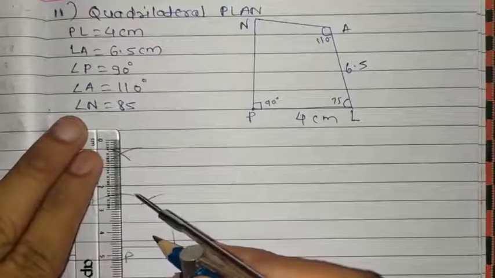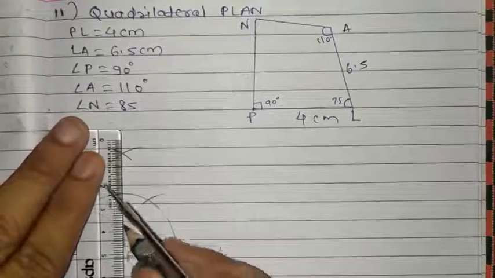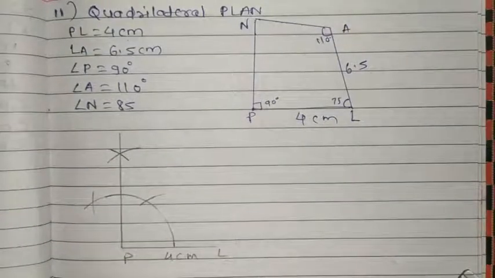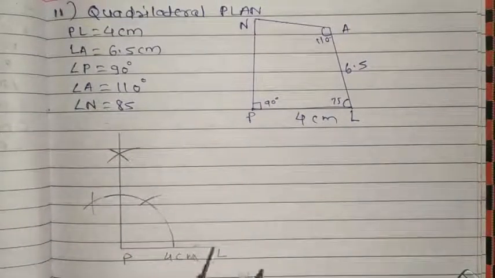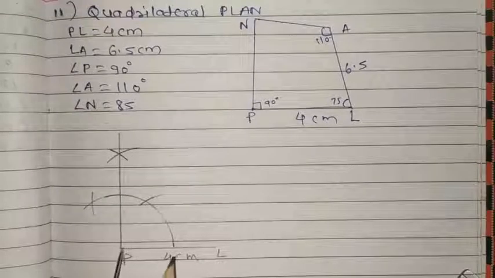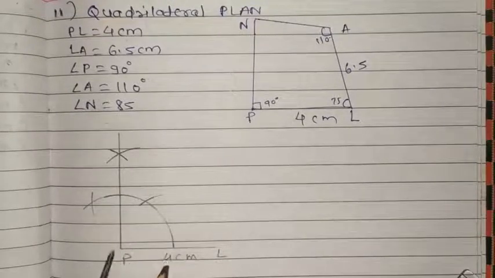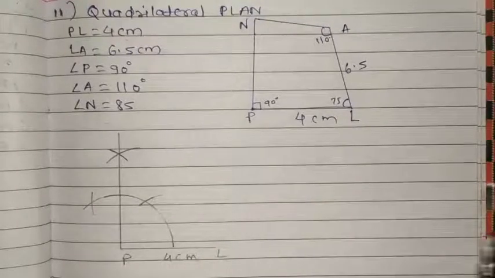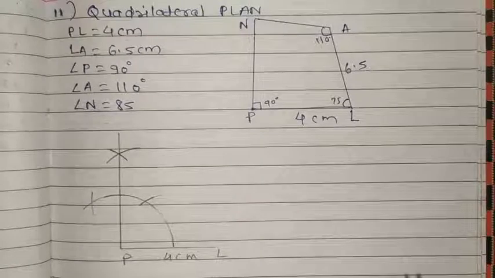And draw the straight line from that point P. So this angle will be what, 90 degrees. So while writing the steps, you just write here, draw the line PL with 4 centimeter. The next step is make angle 90 degree from P, and then we want a 75 degree angle.